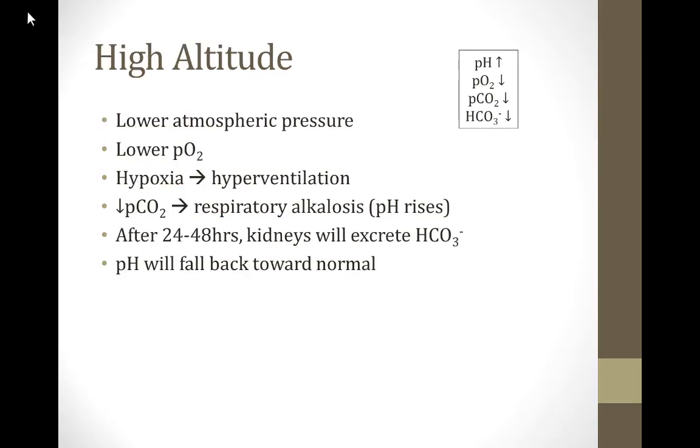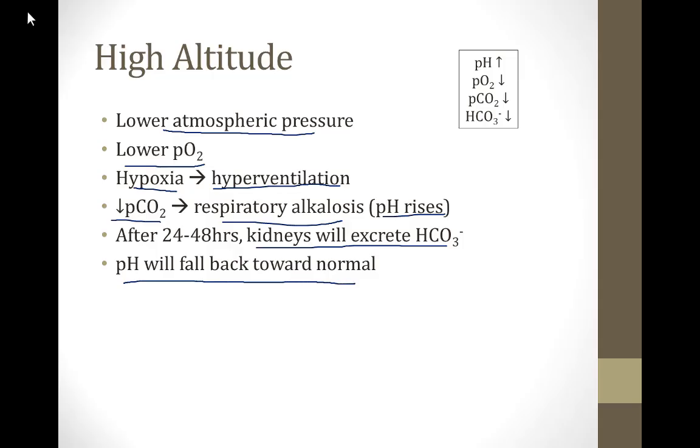So if you climb a very tall mountain like Mount Everest, the atmospheric pressure is very low up there. This means that you're going to have a low PO2. And because of the low PO2, your body's going to sense the hypoxia and stimulate hyperventilation. When you hyperventilate, you blow off more CO2, and this creates a respiratory alkalosis. So always remember that a respiratory alkalosis and a high pH are the expected findings in someone living at high altitude. Now, after about 24 to 48 hours, the kidneys are going to increase the amount of bicarb that they excrete, and this is going to make the pH fall back down towards normal.